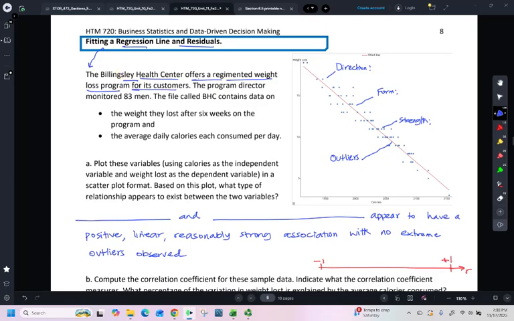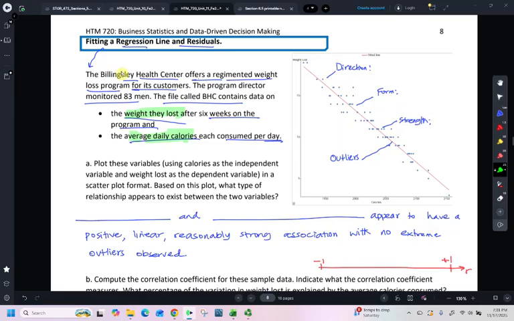The program director monitored 83 men, and there's a file called BHC that contains data on the weight they lost after 6 weeks on the program, and the average daily calories each consumed per day. So we would like to see the relationship between the two variables, weight lost and calories consumed. Well, since both are numerical variables, we are going to start off with a scatter plot.